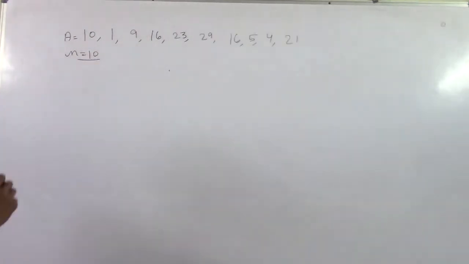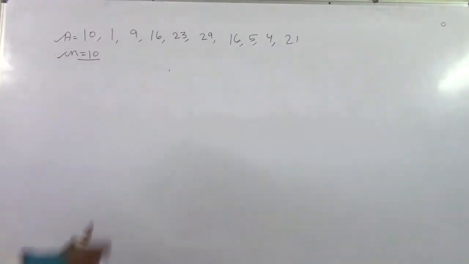So what is the input part? The input part is the array of numbers given to you and the number of elements given to you. That is the array and that is the number. So my target is to sort the numbers. So what will I do?